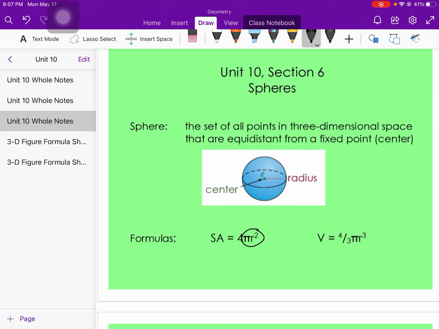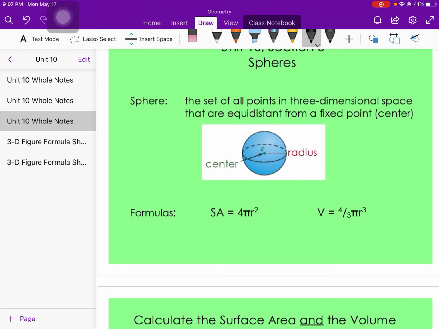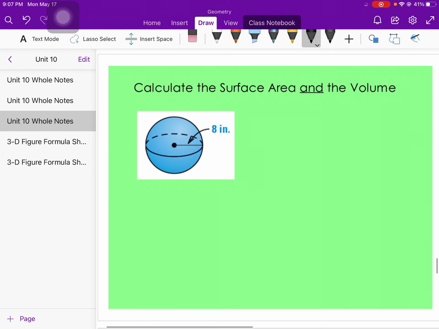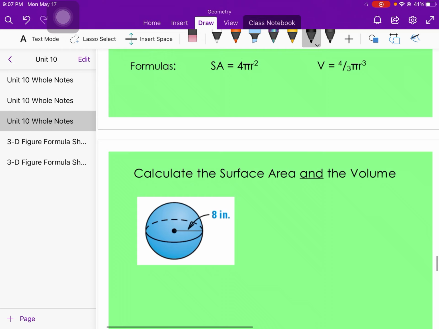The volume is 4/3 pi r cubed. The cubed is kind of an indication that it's volume. And then we have 4/3 as the fraction that we multiply with. Again, kind of an out there fraction because we haven't used anything quite like that in this unit. But the formula is pretty straightforward, assuming you have the radius. The first question here says, calculate the surface area and the volume.